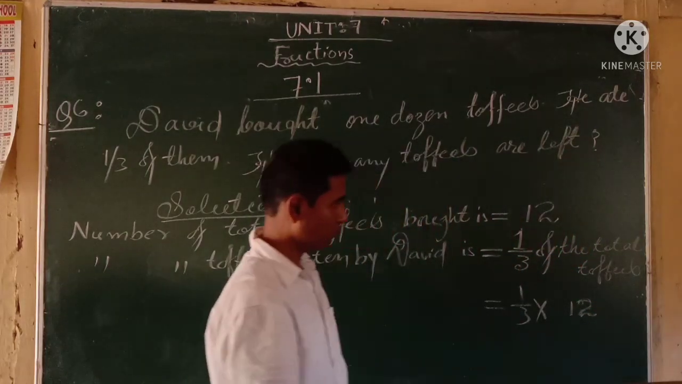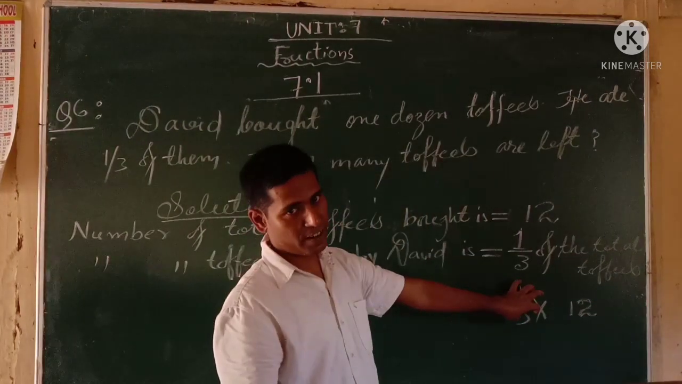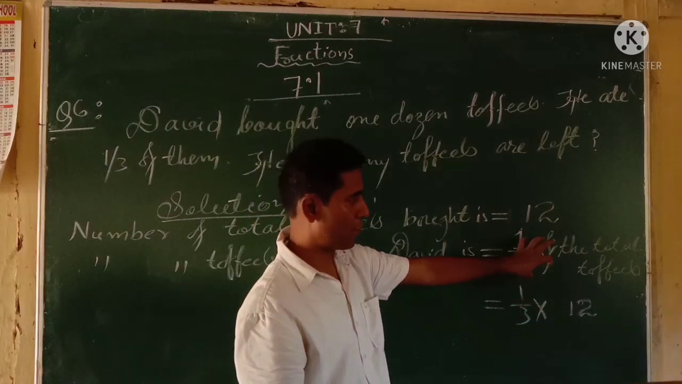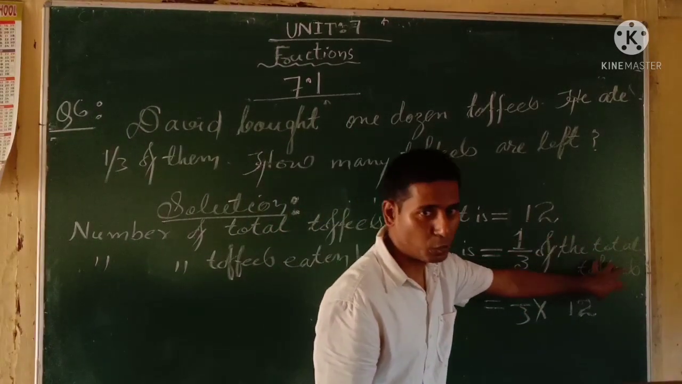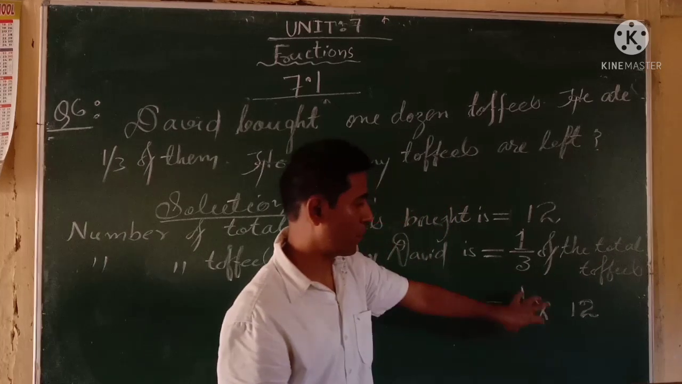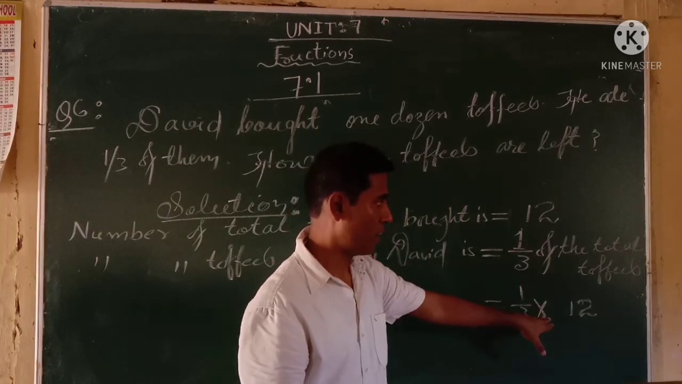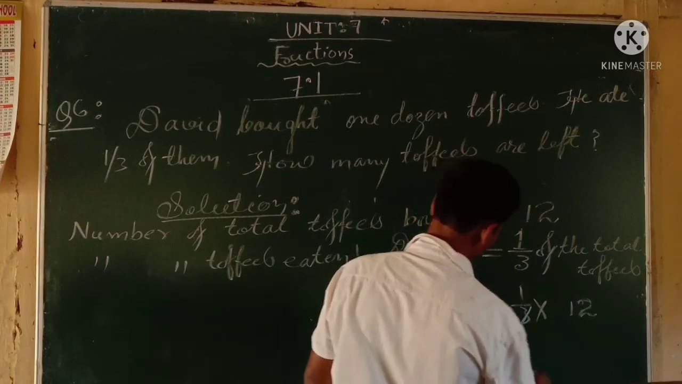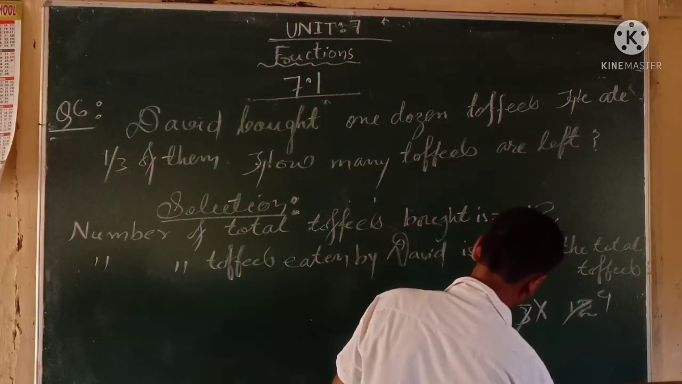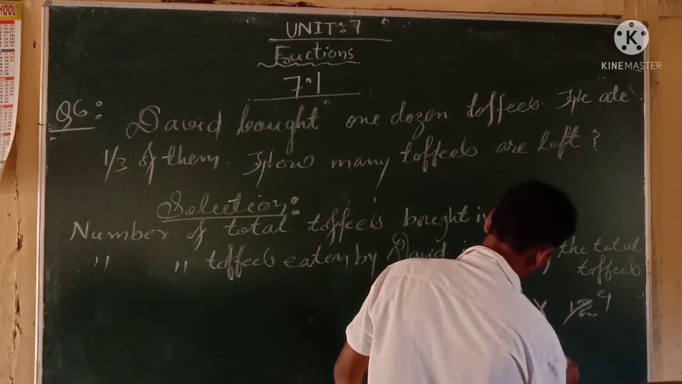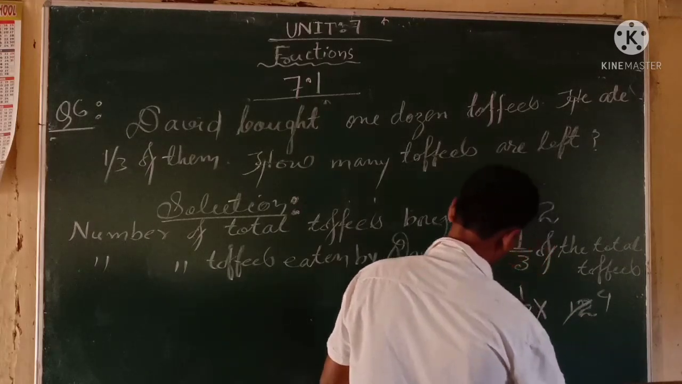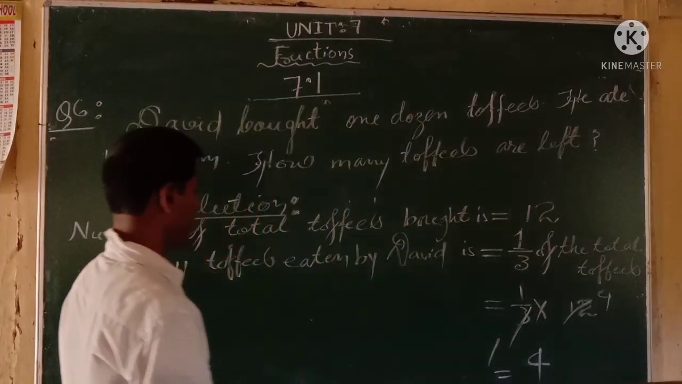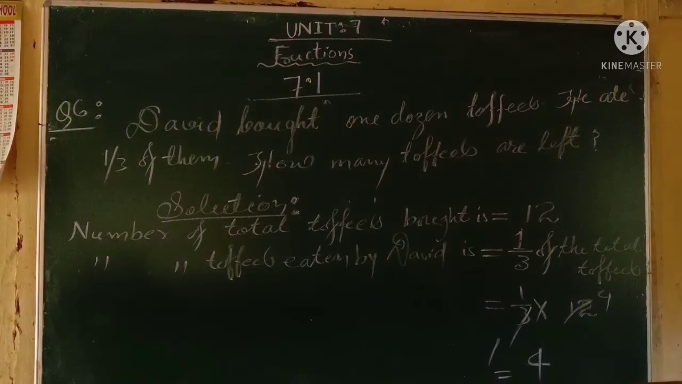Are you getting me? 1 by 3 here, it is mentioned in the question. So 1 by 3 out of the total toffees. So 1 by 3 of means into, and total toffees was 12. So write 12. Now 3 times 1 is 3. 3 times 4 is 12. Now what we got? 1 into 4, that is 4. Number of toffees eaten by David is 4.